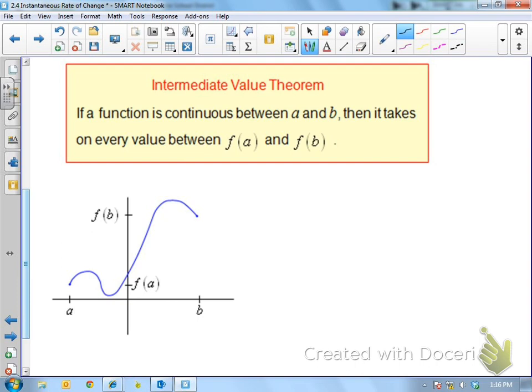Okay, so here's my picture. We have a function. It is continuous. No holes, no jumps, no asymptotes, no oscillations. That is a weird graph. It is.